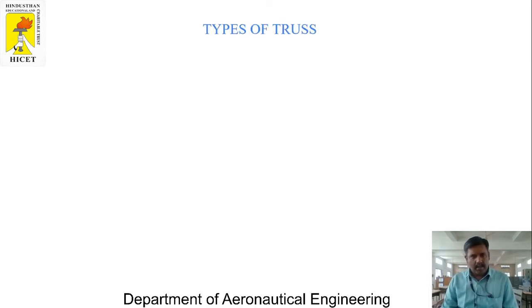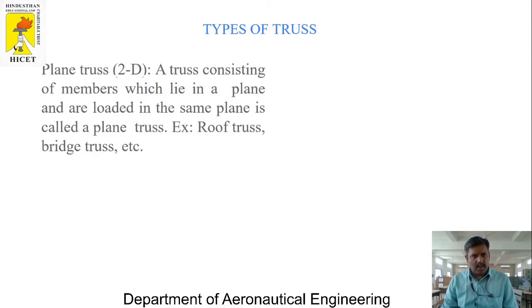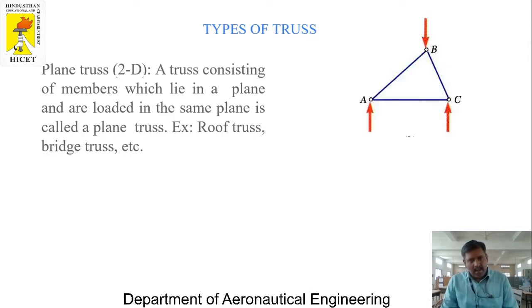Types of truss. There are two types of truss. The first one is plane truss, also called 2D truss. A truss consisting of members which lie in a plane and are loaded in the same plane is called a plane truss. Example: roof truss, bridge truss, etc. So here we show an example of a plane truss.